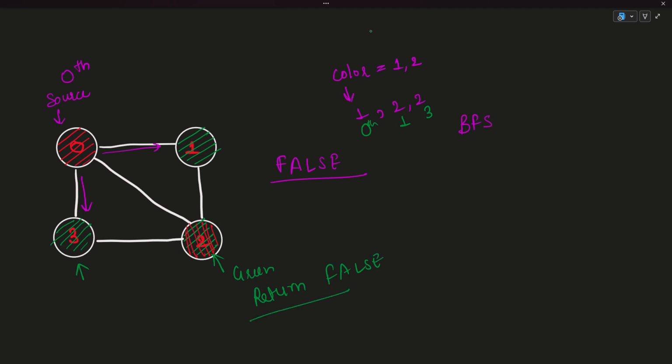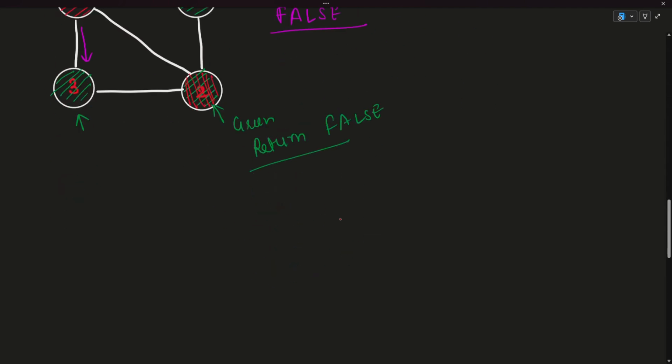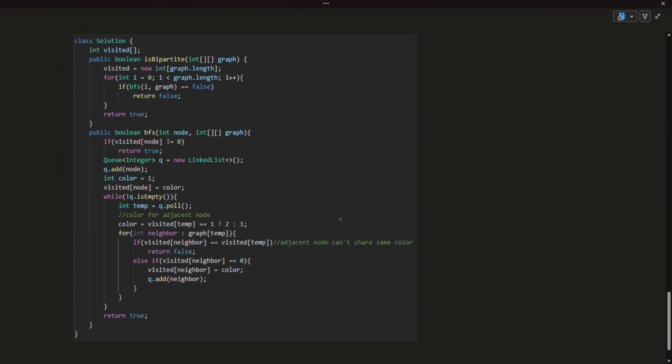I hope this particular algorithm is pretty much clear to you. If you are able to write code on this intuition, you can stop the video now and try to write your code. Otherwise, I will give you a code walkthrough of how I implemented this intuition. So this is the code walkthrough.